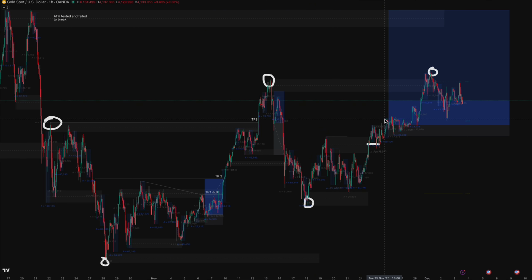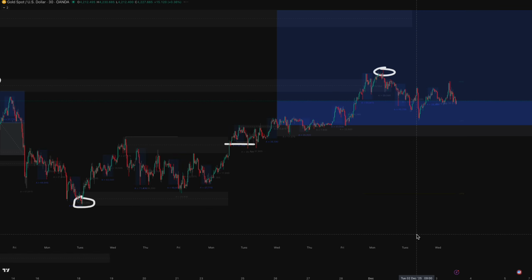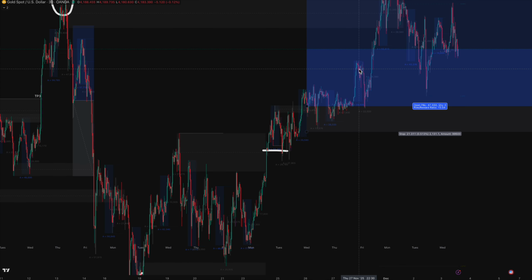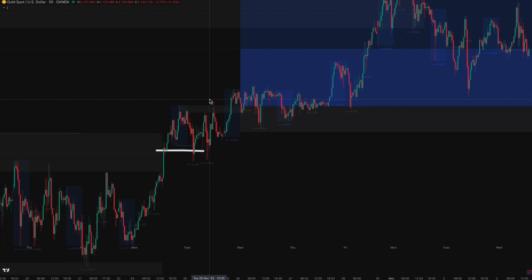Once I have both structure and macro aligned, here's how I actually enter. Some kind of catalyst hits, gold spikes, I wait for a pullback. I either enter on my area of interest or a breakout model of a continuation. In this case, I hopped down to the 30-minute time frame to show you guys. We broke through this area of interest right here with very low volume. That's not something that I like.